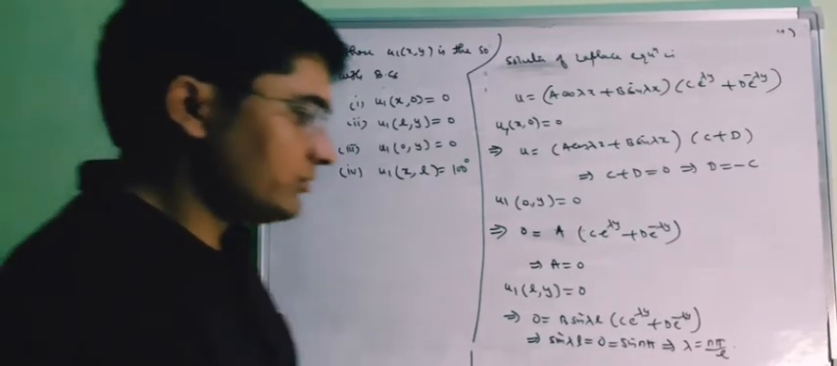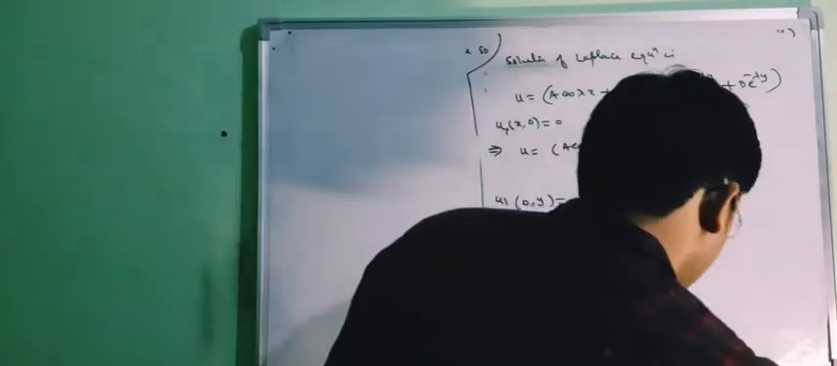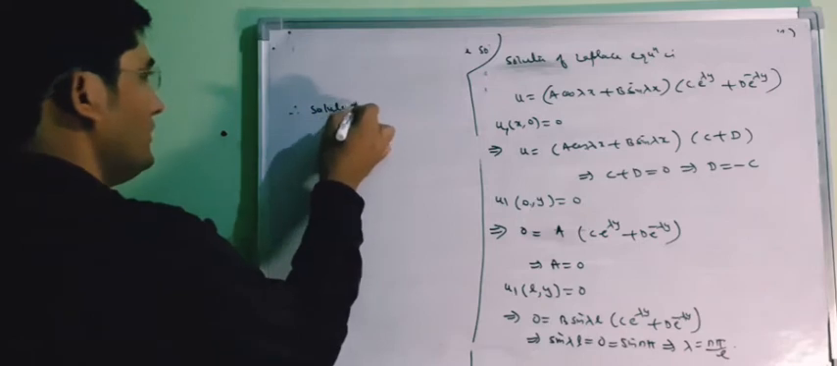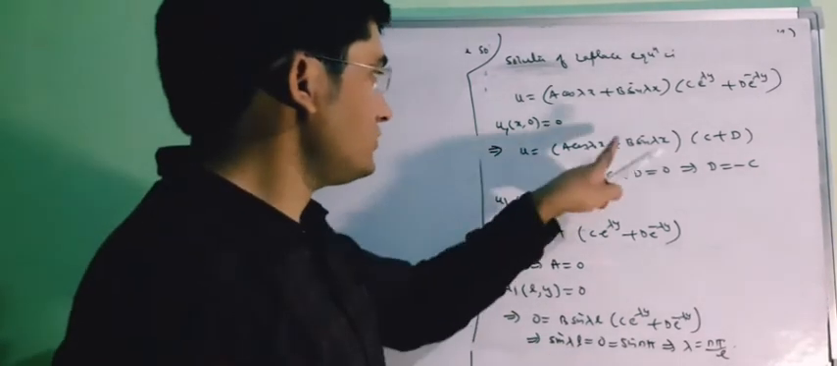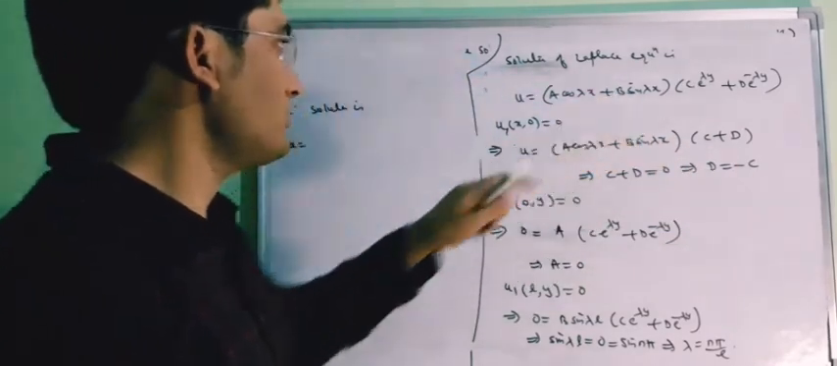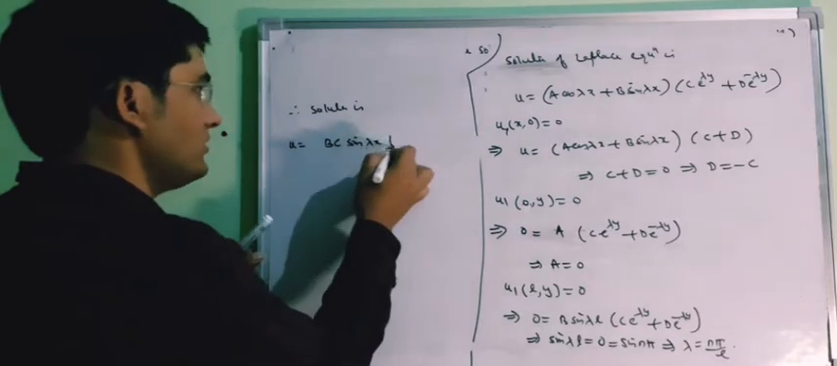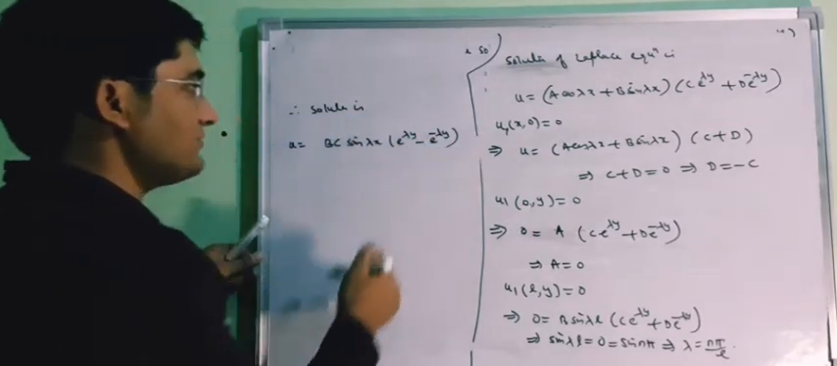So we have the value of lambda, n pi upon L, and thus our solution is: a is 0, b is there, and d is minus c, so this will be b into c sin lambda x times (e to the power lambda y minus e to the power minus lambda y), because d is minus c.